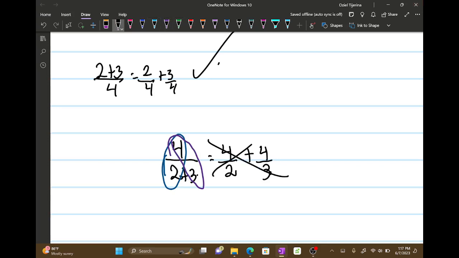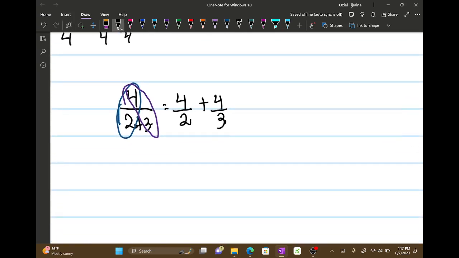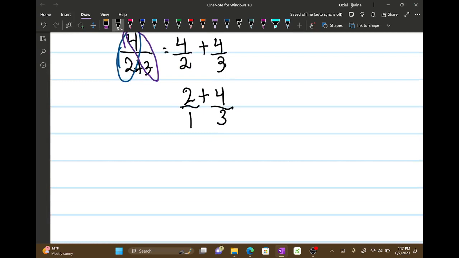No. If I actually work this out, this is 4 over 2 plus 4 over 3. This is 2 plus 4 over 3, which is really 2 over 1 plus 4 over 3. I get my common denominator. This is 6 over 3 plus 4 over 3, which is really 6 plus 4 over 3, which is 10 over 3.